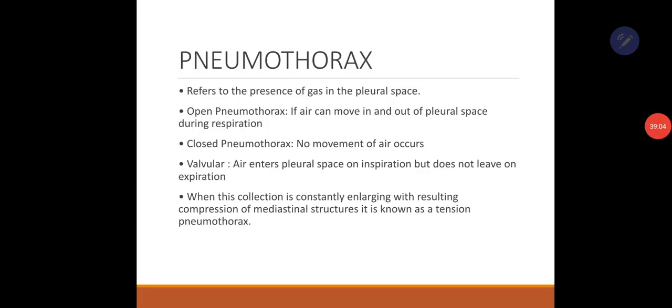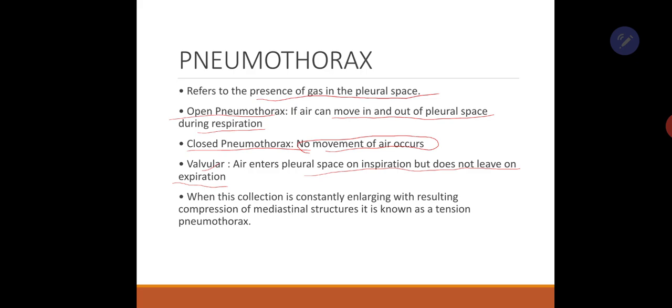Okay, now let's discuss pneumothorax. It refers to the presence of gas in the pleural space. There is open pneumothorax and closed pneumothorax. In open pneumothorax, air can move in and out of the pleural space during respiration. In closed pneumothorax, no movement of air occurs. Then there is valvular: air enters the pleural space on inspiration but does not leave on expiration.